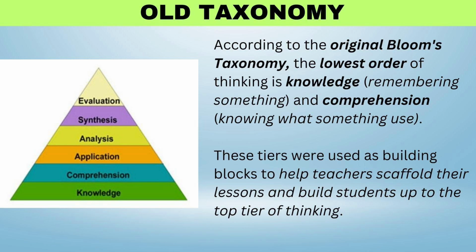Right. These are the 6 levels of thinking of Bloom's taxonomy, which is the knowledge, comprehension, application, analysis, synthesis, and evaluation. Then, according to the original Bloom taxonomy, the lowest order of thinking is knowledge. Why knowledge? Because knowledge is the remembering of something, and comprehension is knowing what something used kung unsa ang imong gigamit. So these tiers were used as building blocks to help the teacher's scaffold. When we say scaffold, muna siya ang nagatabang sa students. So their lessons and build students up to the top tier of thinking.